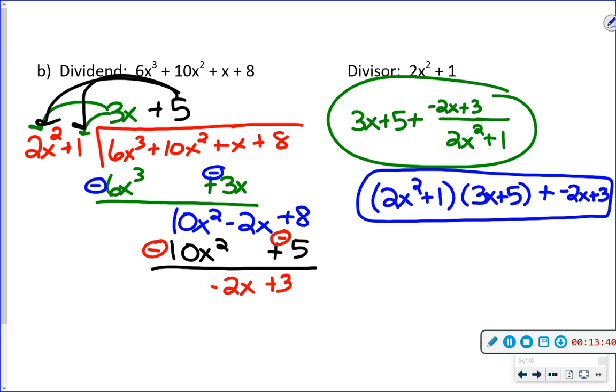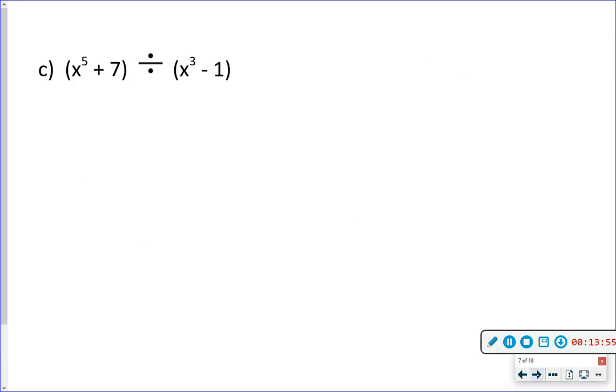If you FOIL this and add this and combine all the like terms and do all the stuff, you end up with the dividend, which is going to help us later when we have to get all the factors and all this good stuff, okay? Any questions on that long division? Like I said, you've never done it, so I'm spending more time on our long division. Oh, this is a good one. I like it. Okay, now, I like this one.